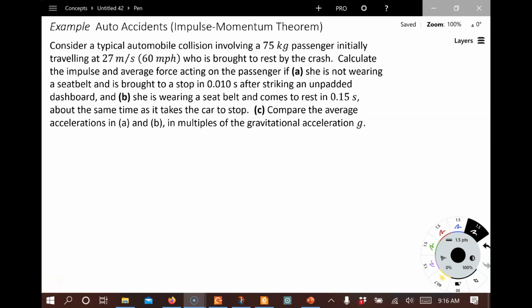Hi, this is an example problem having to do with the impulse momentum theorem. Take a moment to pause and read the problem here. Okay, so we're going to have an automobile accident here, and whenever we do a problem like this, we always have a before and after, and you can see that from the equation, right?